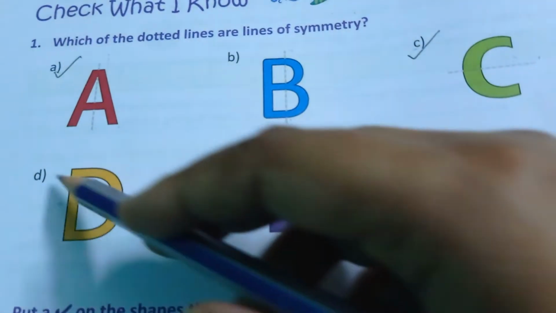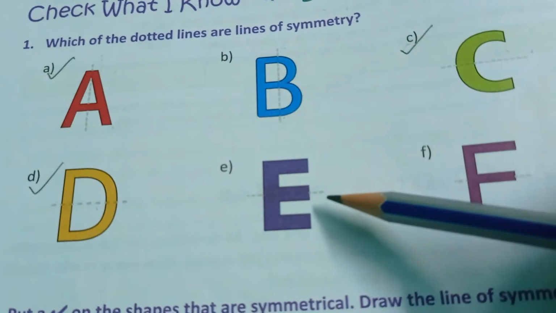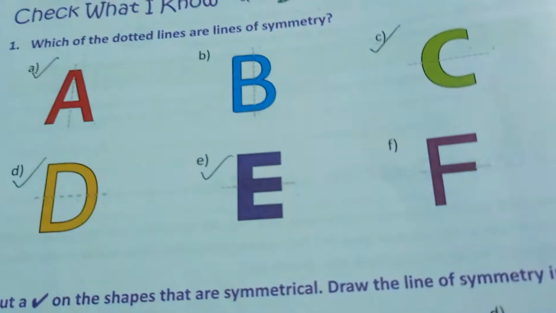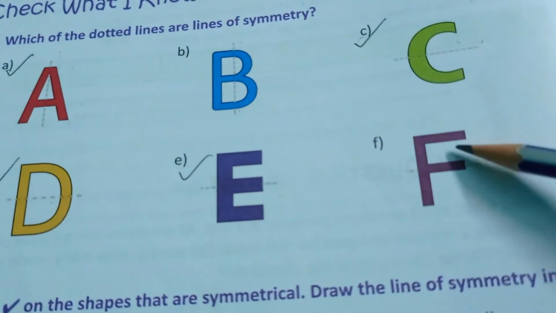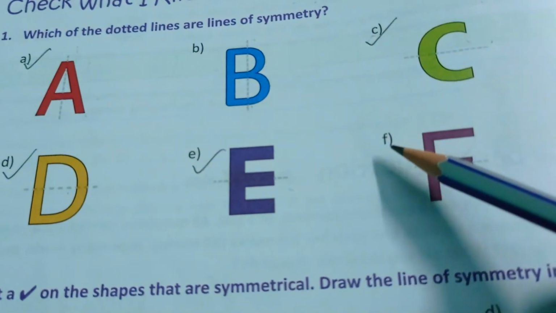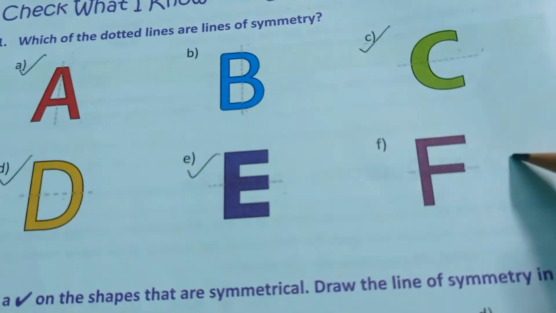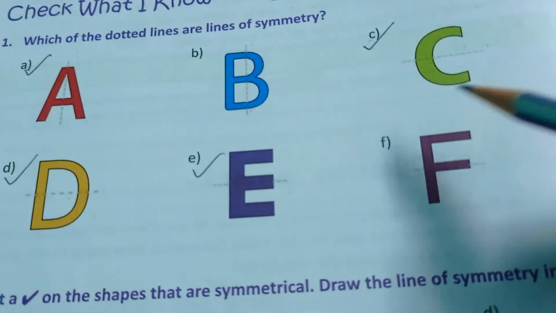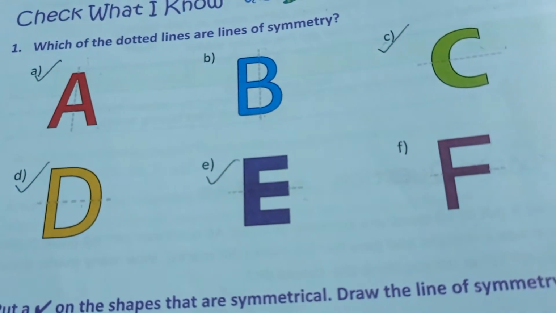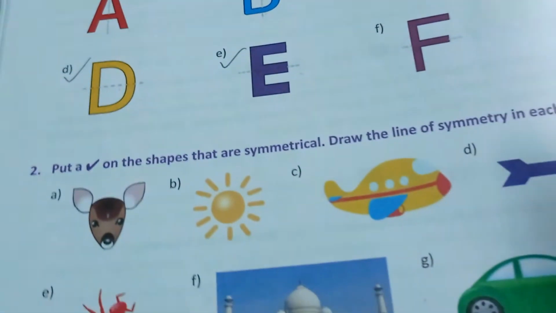In case of D also, yes, it is into two equal parts. But in case of E, is it into two equal parts? Yes. But in case of F, one half will be different from the other, so you cannot call this line a line of symmetry, or this figure a symmetrical figure. So understood, I think it's very simple. Let us go to number 2.